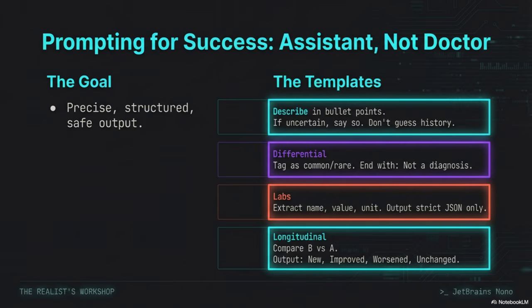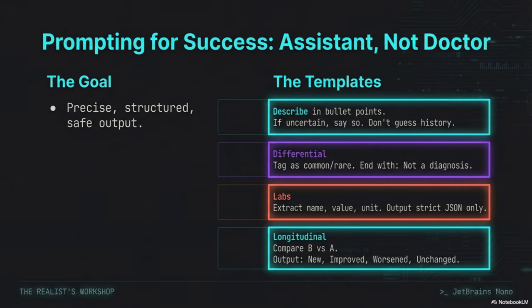Which brings us to the final and maybe most crucial piece of advice. Stop asking the model to be a doctor. And start asking it to be a careful, highly specialized assistant. Exactly. Let's look at some of those doctor-friendly templates. Instead of saying, "What's the diagnosis?" you ask for a findings summary. So describe visible findings in bullet points. If uncertain, say so. Do not guess history.